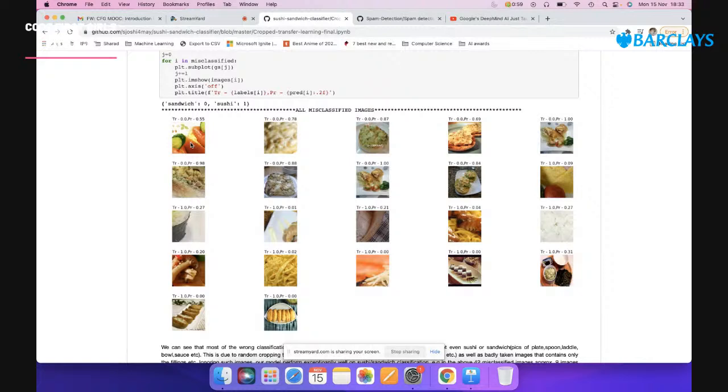What I'm seeing here is that it has worked absolutely fine. There are some flaws where it was very hard even for us to identify whether it is a sandwich, a sushi, or none of them. From here you can see sandwich is 0, sushi is 1. So the prediction is 0 here, which means it is identifying this as a sandwich, which is fine. It's still hard for us to identify whether it's a sandwich or not, but our algorithm has correctly said that it is a sandwich.